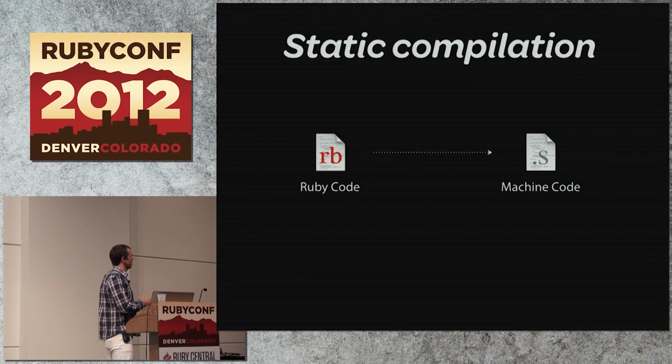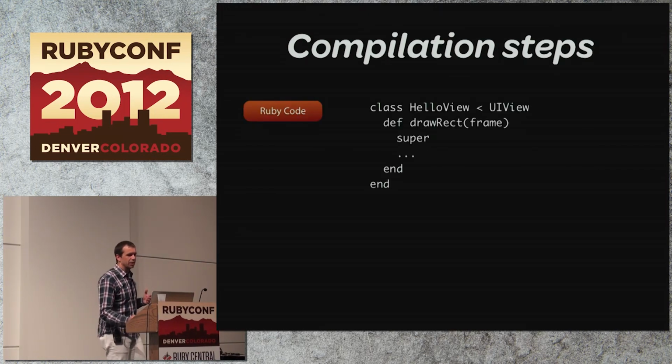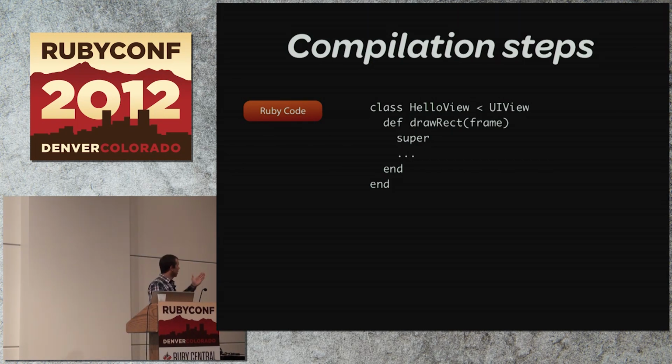So you start with your Ruby code, and it produces machine code. And the first step for that is we've got our Ruby source code. So we've got our class here, HelloView, whose subclass is UIView.